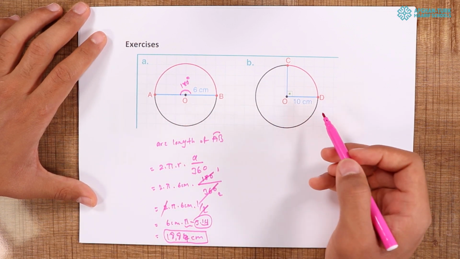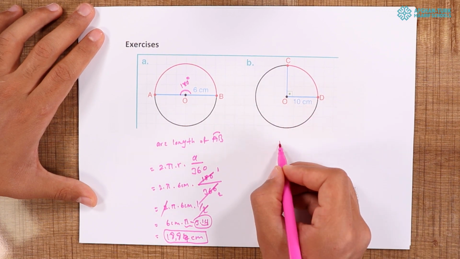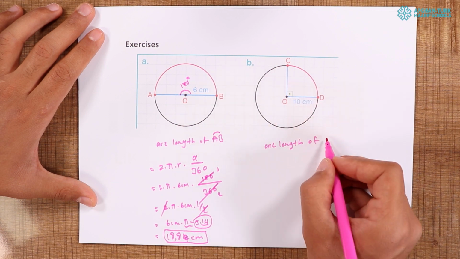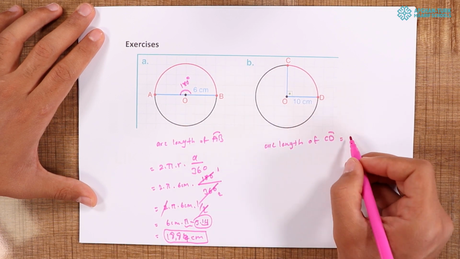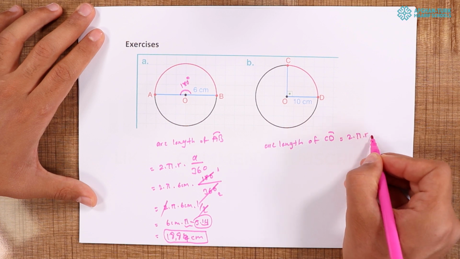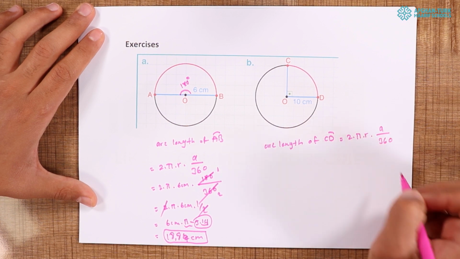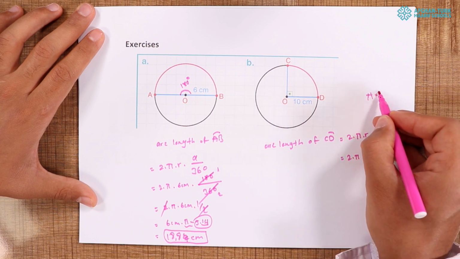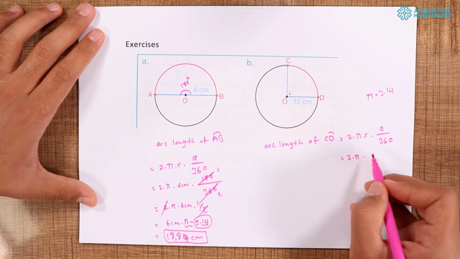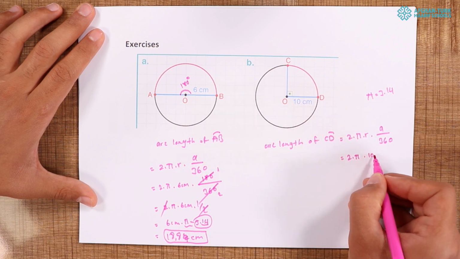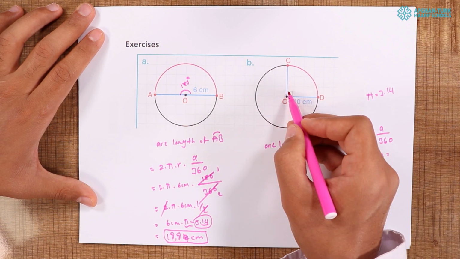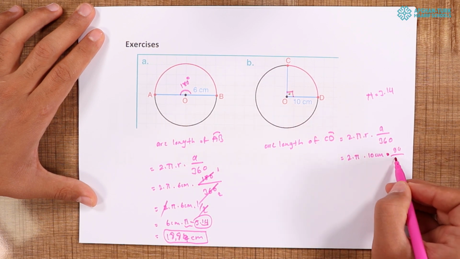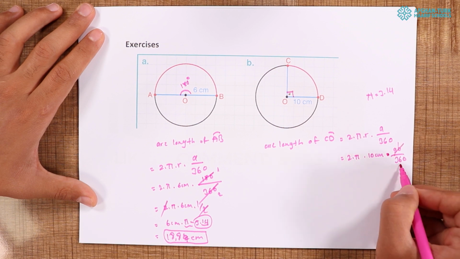Okay, in order to find the length of arc CD, the length of CD equals 2 times pi times r times A over 360 degrees. Pi is equal to 3.14. Then what is r? r is equal to 10 centimeters. What's A? A is 90 degrees. 90 over 360 is 1 over 4.